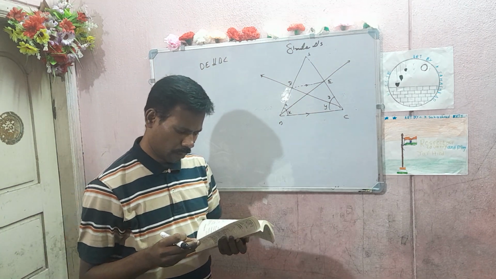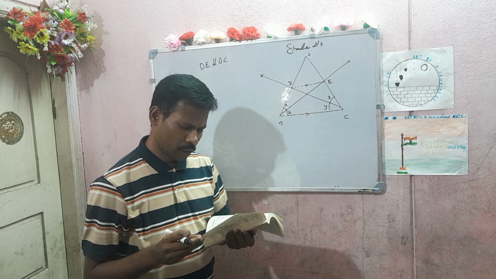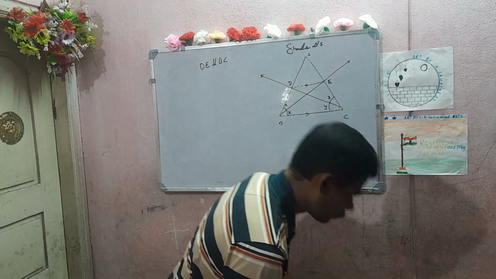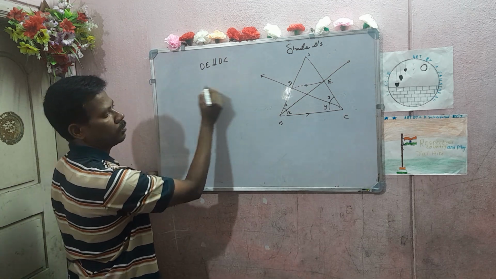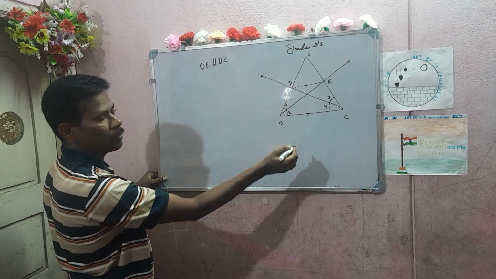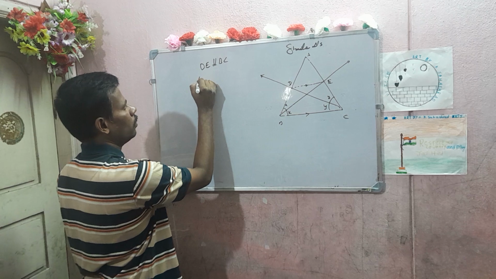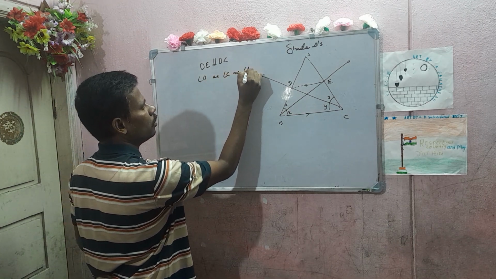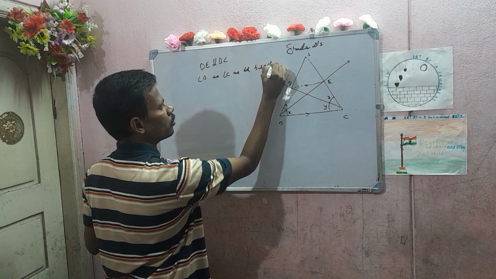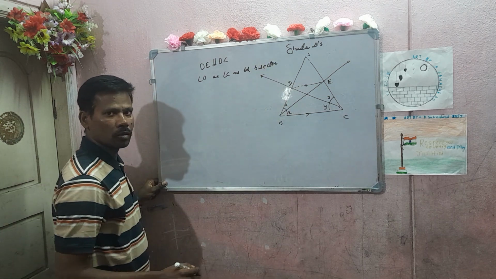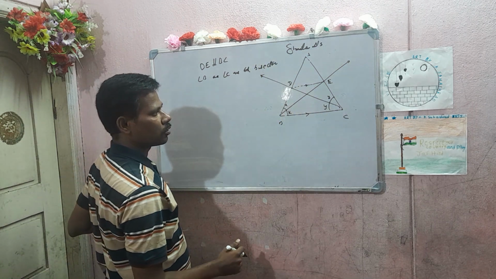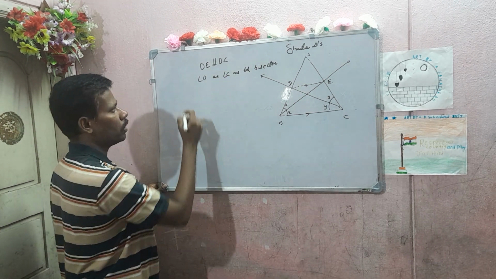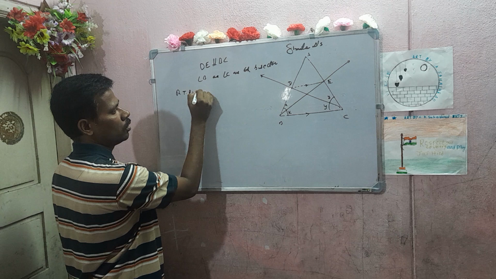Next, prove that triangle ABC is an isosceles triangle. DE is parallel to BC is given, and angle B and angle C have bisectors. So these two are the bisectors. Only these two conditions are given. What do we have to prove?